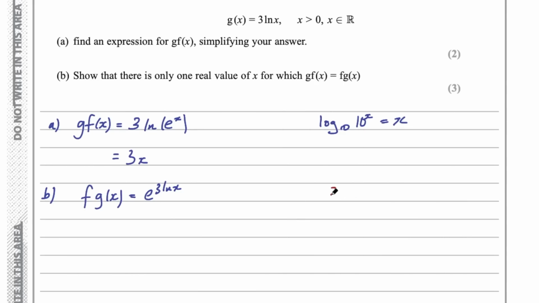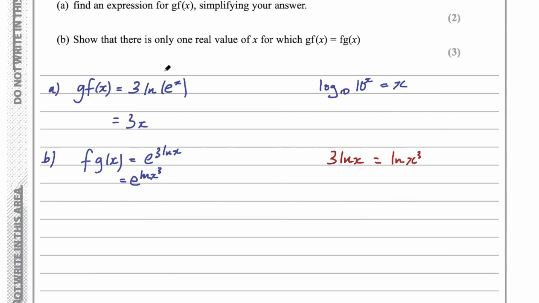Now another way of writing 3 natural log x is the natural log of x raised to the third power. So that's a log rule that hopefully you have used before. So we could write this as e to the power of natural log of x cubed. Now this is a similar situation to when we have the log base e of e to the x. What happens is that these effectively cancel each other out and we're just left with x cubed here. So e to the power of natural log x cubed is just x cubed.